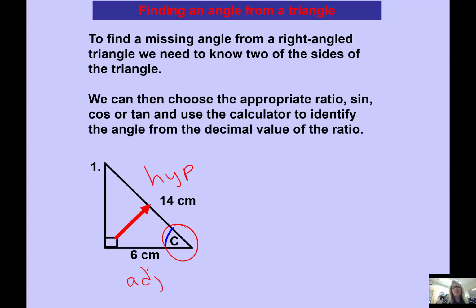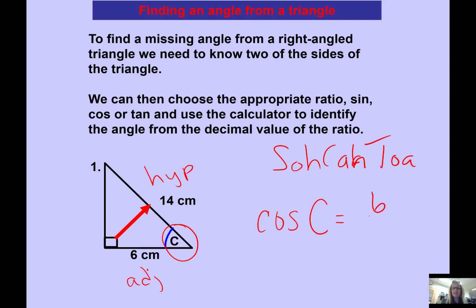And then I say, according to SOHCAHTOA, that one would be, ding, ding, ding. Did you say cosine? You're right. So the cosine of angle C equals 6 over 14.